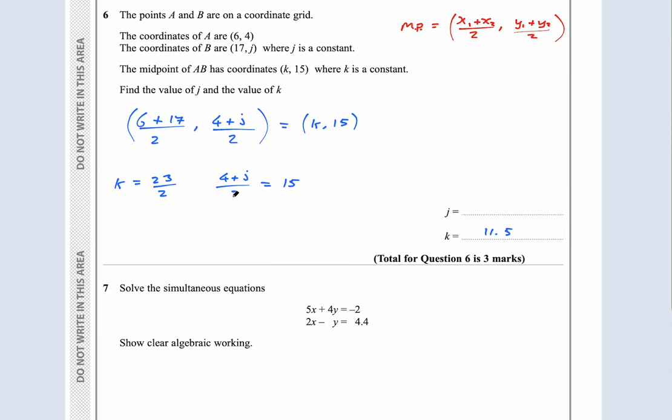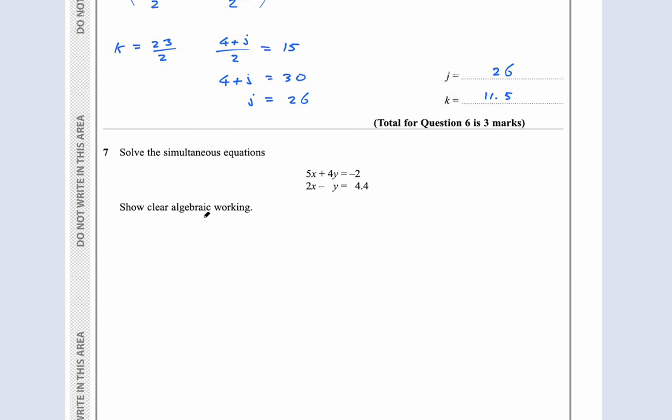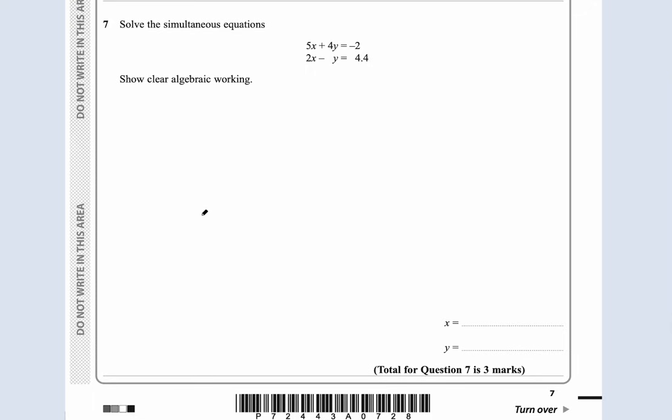So 4 plus j over 2 is equal to 15, which means 4 plus j is equal to 30. And then j is equal to 26. So j is equal to 26. Okay, hope that makes sense, guys. Let's go. Question 7. Solve the simultaneous equation.